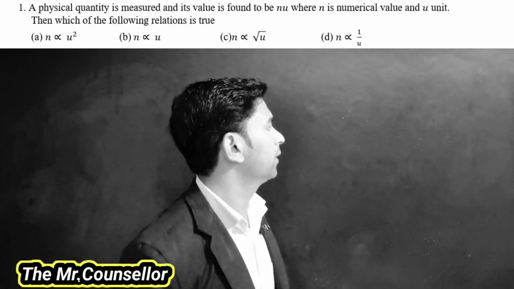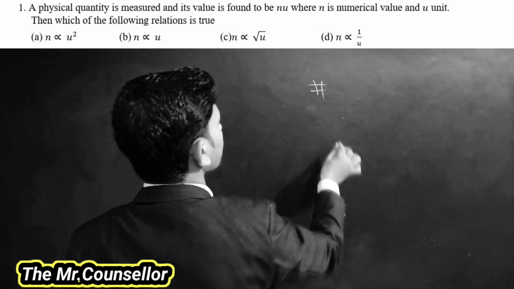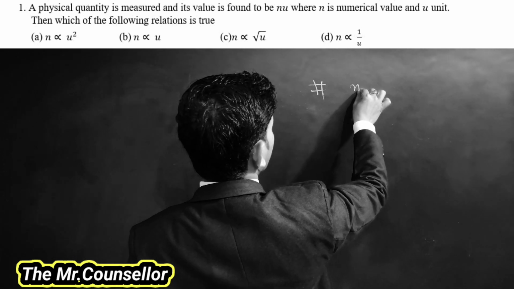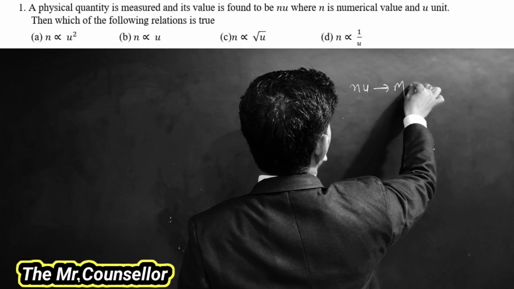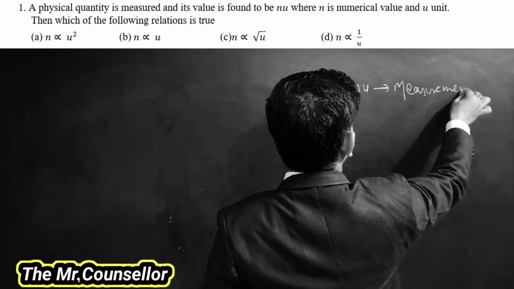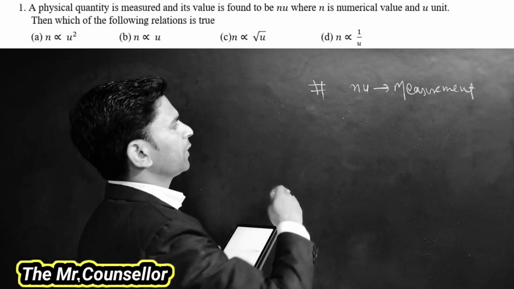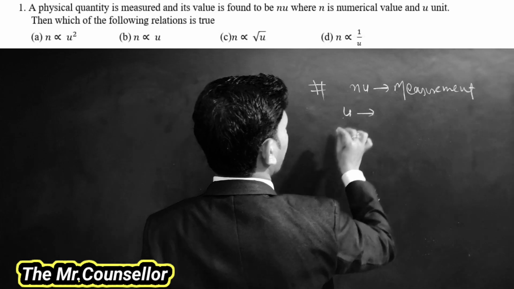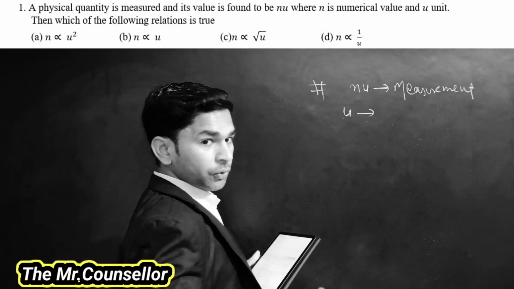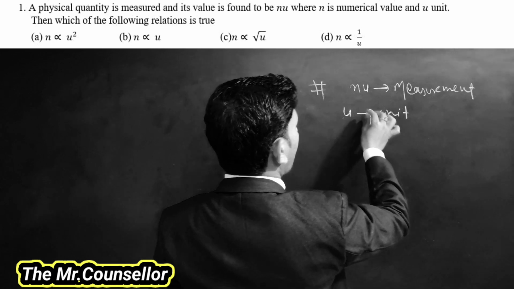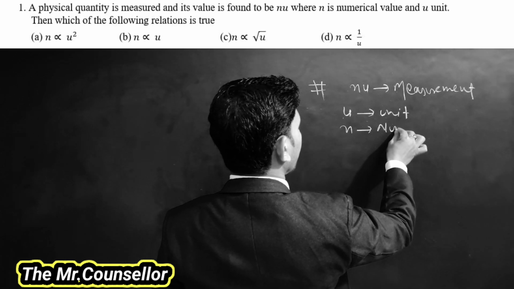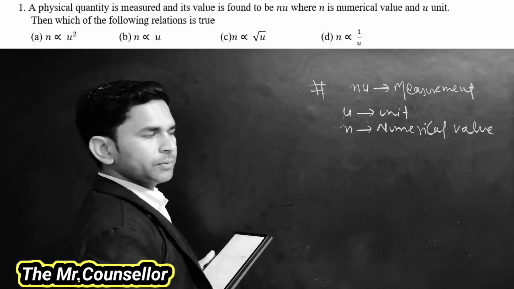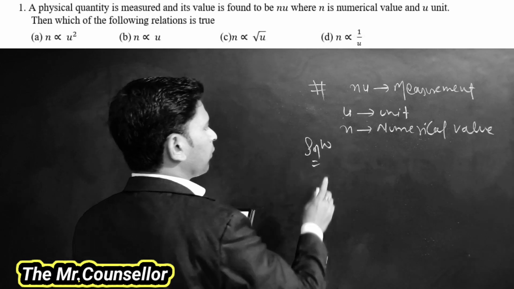Do remember one thing. What is given first? Nu is given, one measurement. Either we can say one system of unit is completely given. In this measurement, u shows the unit and n shows the numerical value. Is it okay or not? So now you know one thing very well.